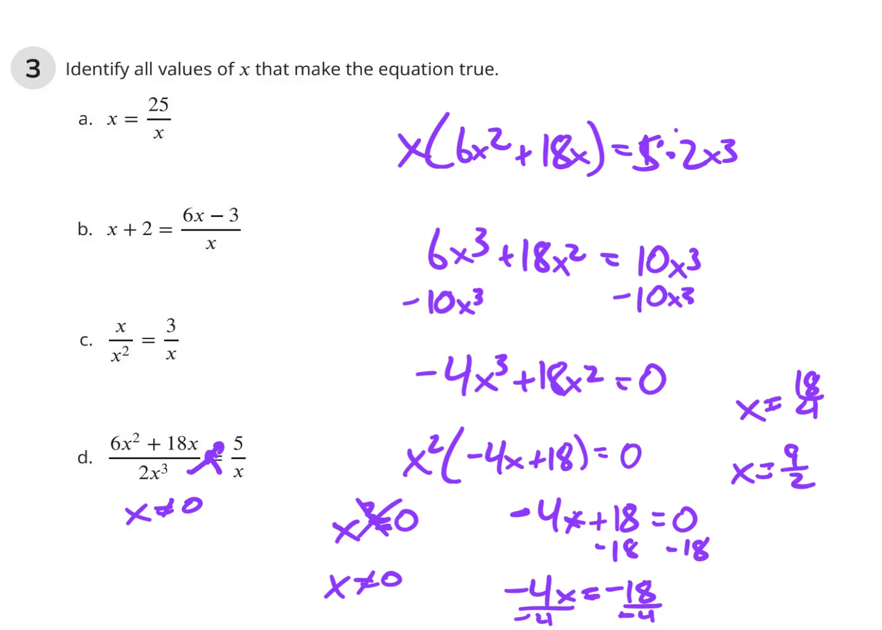Now, had I not taken the 2 out earlier, I would have been left with 9/2. You can change it into a decimal if you want, but it's more precise to leave answers as a fraction.